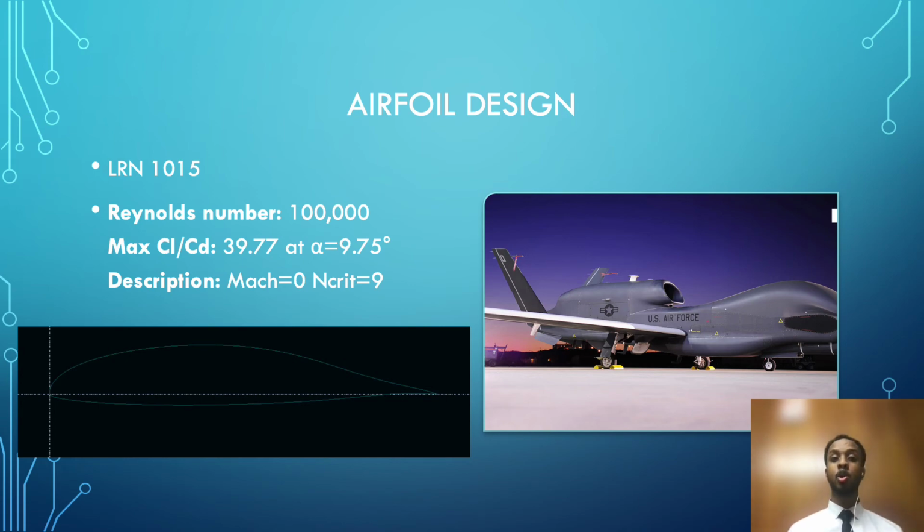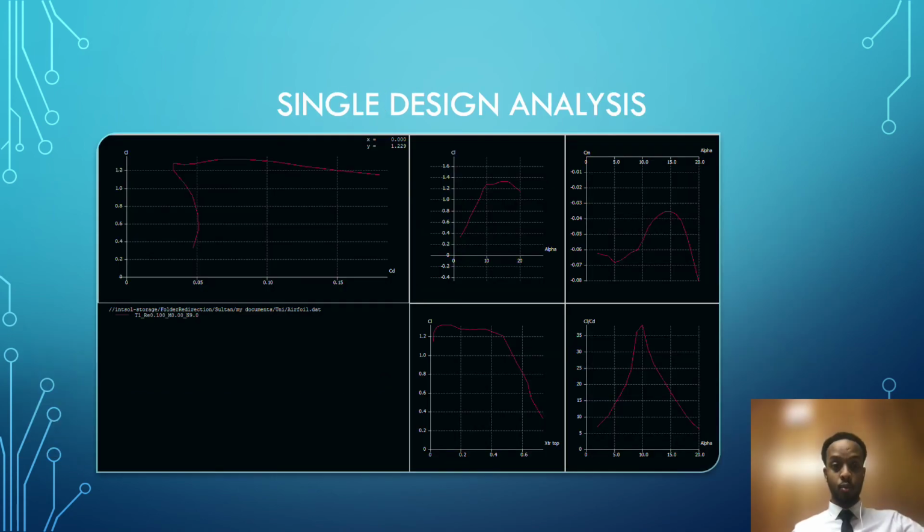My maximum coefficient of lift to drag ratio came out to be 39.77, where the angle of attack was 9.75. With the description, a rough calculation of my Mach number came out to be 0, rounded down. Now, with my aerofoil LRN 1015 wing design put into XFLR5, I was then able to compute these graphs which would show me my design analysis.